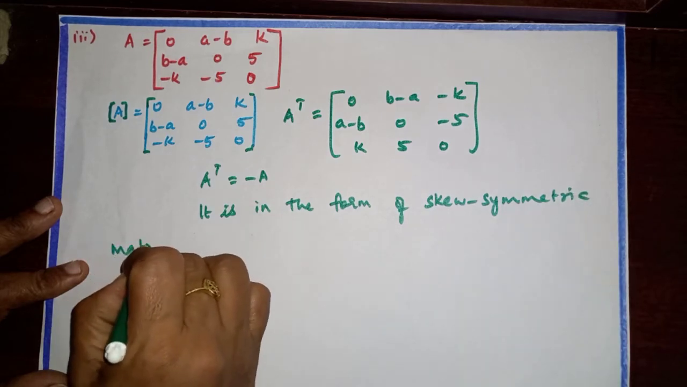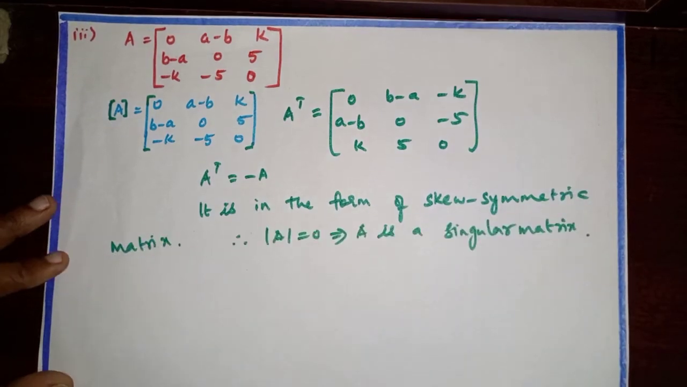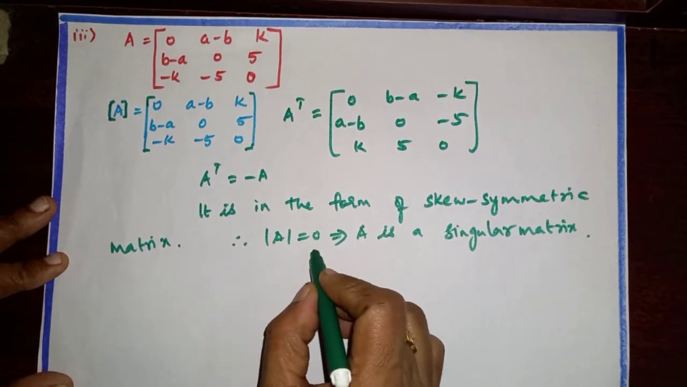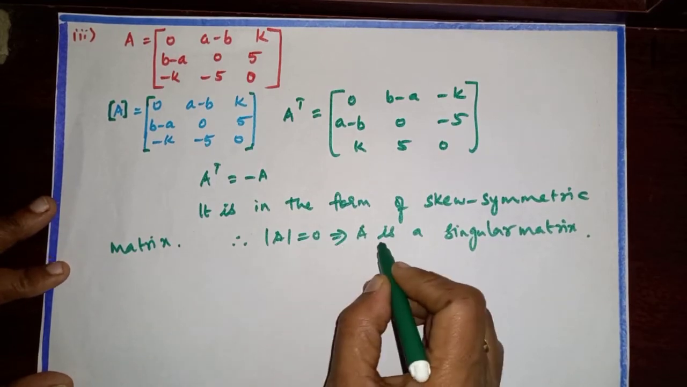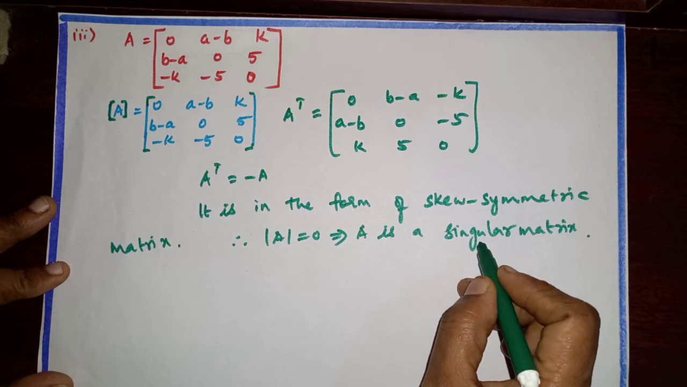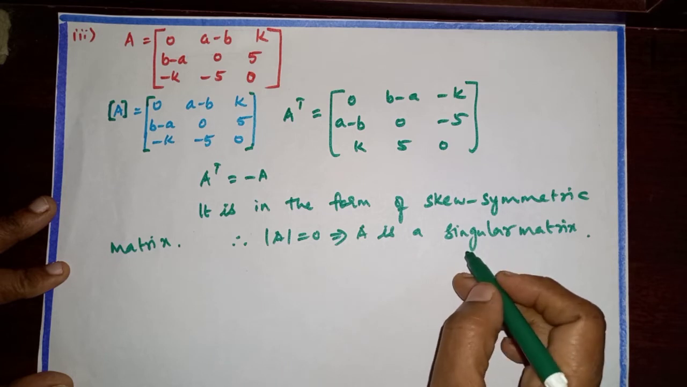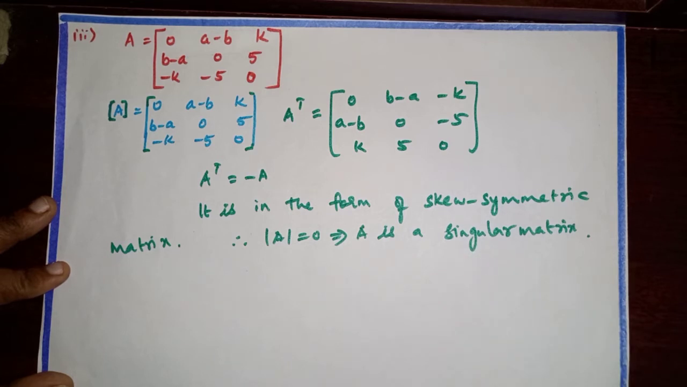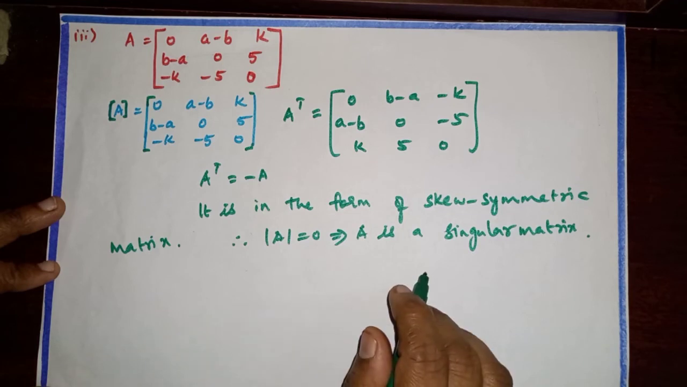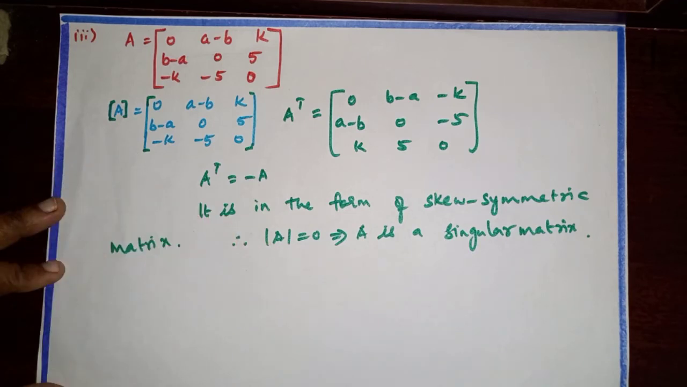Matrix. Therefore, determinant of A equal to 0. Therefore, A is a singular matrix. Otherwise, you can try another method, which I taught in the first and second subdivision.